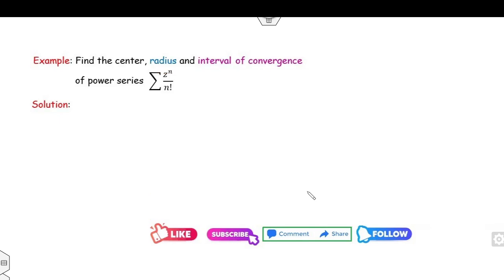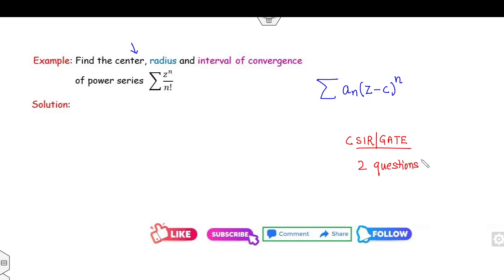Now let's start with the 25 plus examples. Whenever they are asking you about the center, radius or the interval of convergence, your first target is to compare the given series with (z - c) raised to power n. Make sure students, every year in the CSIR NET, GATE or any of the examinations, 2 questions will definitely be asked in the examination. So be patient and watch the video till the end. You will learn many techniques.